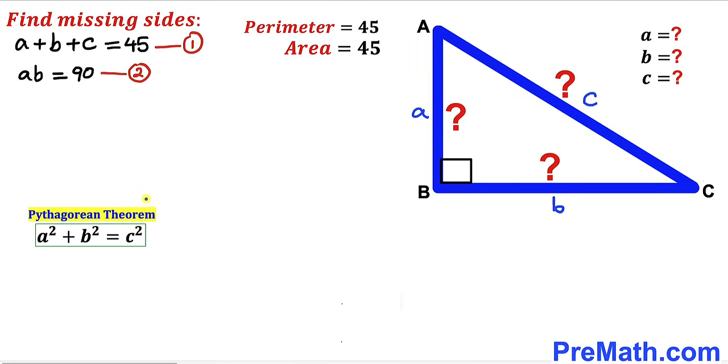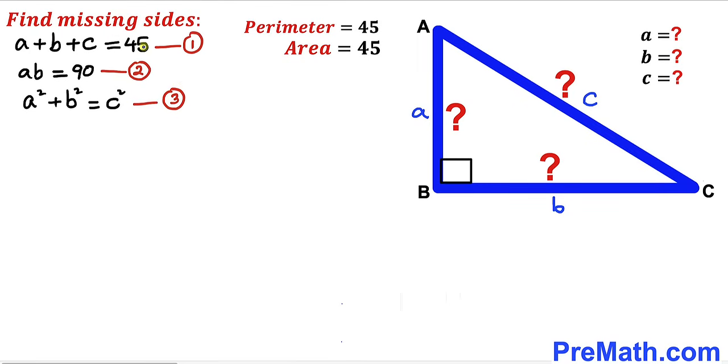Finally, let's recall the Pythagorean theorem since we are dealing with this right triangle ABC. Here's our Pythagorean theorem: a square plus b square equals c square. Therefore, I can write over here a square plus b square is going to be equal to c square, and I'm going to label this as equation number 3. Now we have ended up with these 3 equations, so we are going to solve this system for a, b, and c.